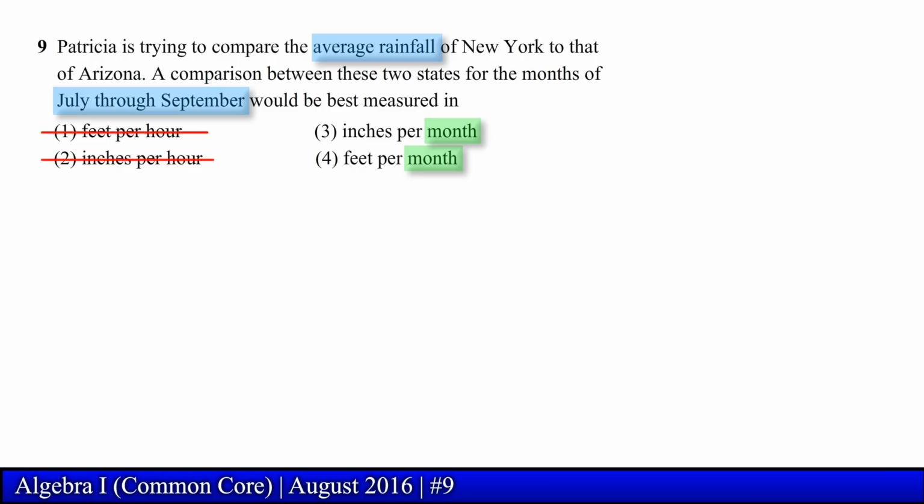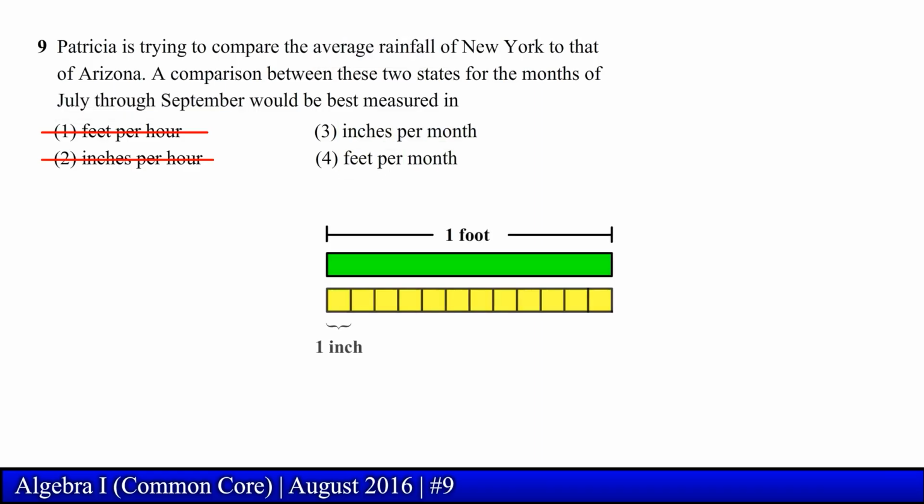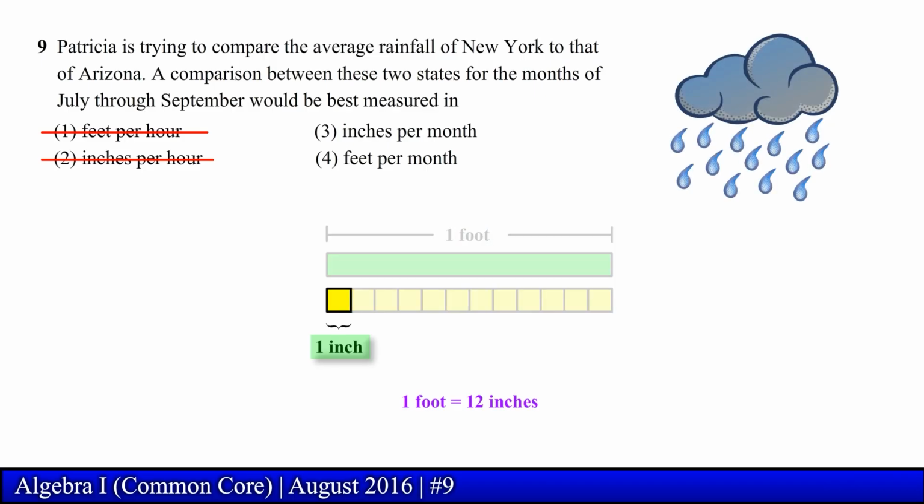Now we need to decide if we would use inches or feet. Recall that 1 foot is equivalent to 12 inches. This means that 1 foot is larger than an inch. If we're going to be measuring the amount of rainfall, we should use the smallest unit. This way, we can obtain more accurate measurements. In this case, we will use inches, which corresponds to option 3. So we should measure the average rainfall in inches per month.